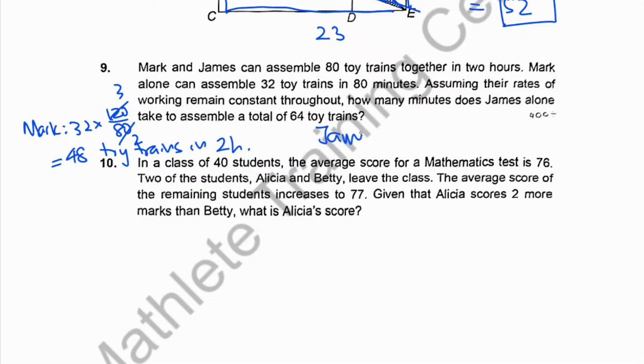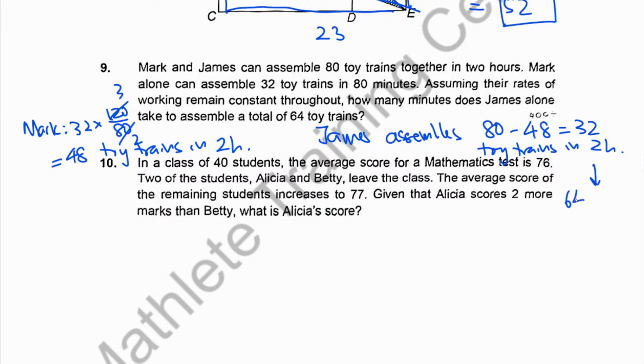So this means that James assembles 80 minus 48, which is 32 toy trains in 2 hours. Okay, therefore 64 toy trains in 4 hours. Okay, but that's not what they were asking for. They are asking for the time in minutes. So this is 240 minutes.